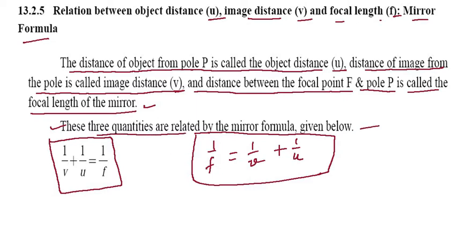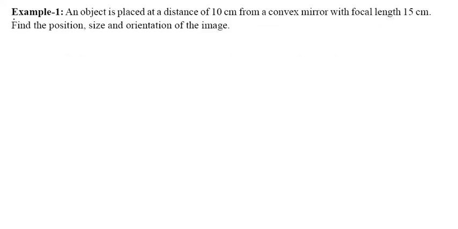You can see here, now come to the question. It is your example 1. How can you solve it with the help of this formula? An object is placed at a distance of 10 centimeter. So u is always, remember, negative, so minus 10 centimeter, from a convex mirror. Convex mirror focal length is positive, so f is given as 15 centimeter. Find the position, size, and orientation of the image.